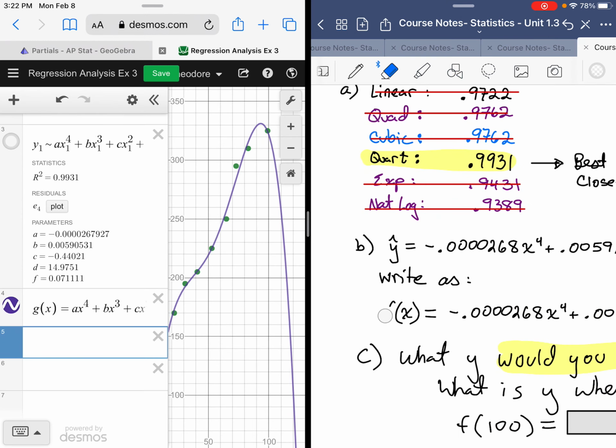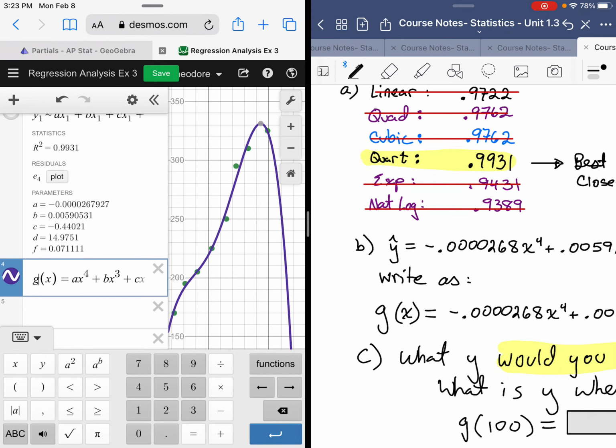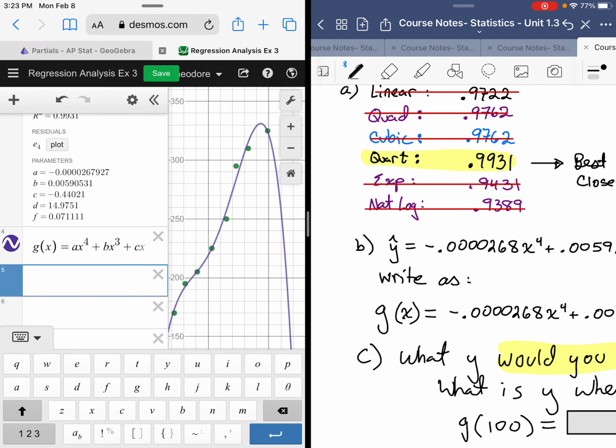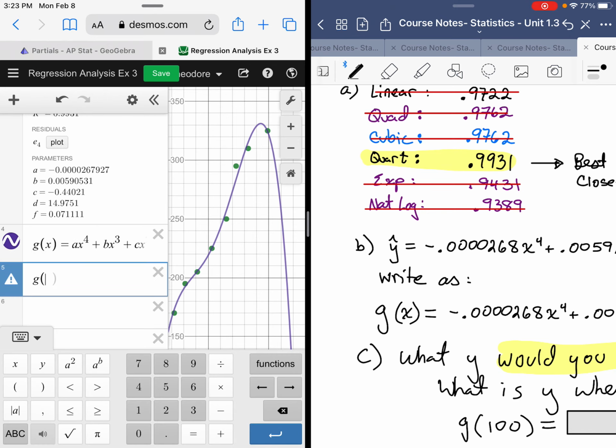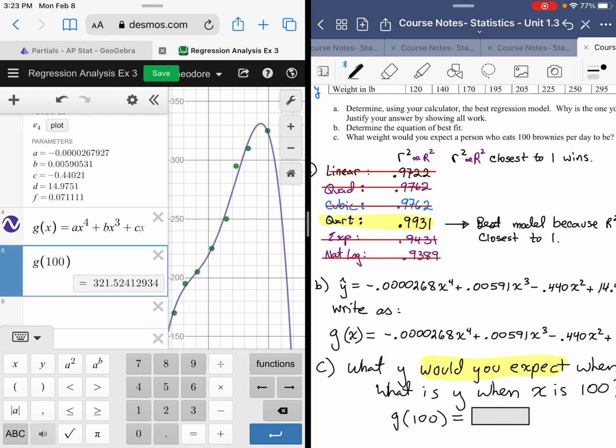If it makes you feel better, you can call it b of x for brownies. No, you can't because I already used b. We can make these g's to be consistent with what we have in Desmos, but ultimately whatever you put in here, it doesn't matter because it's just a name for the function. All right. So all I would have to do is say, all right, g of 100. And I get a result, rounded appropriately, of 321.524.